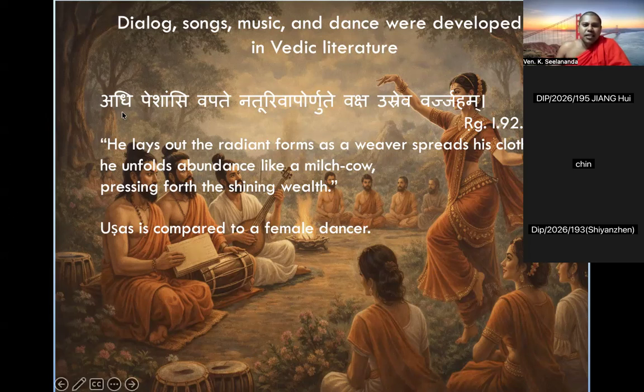The example is like this: Adi Peshansi Vapate Nanuriva Pornute Vaksha Usreva Varjam. The meaning is, he lays out the radiant forms as a weaver spreads his cloth. He unfolds abundance like a milch cow, pressing forth the shining wealth.